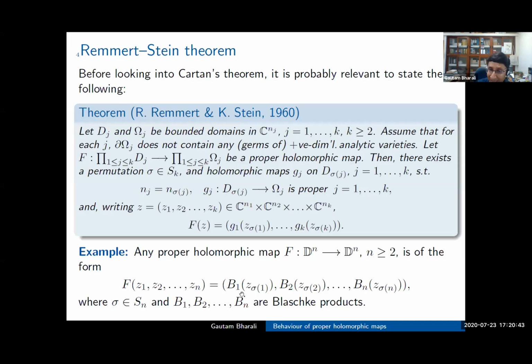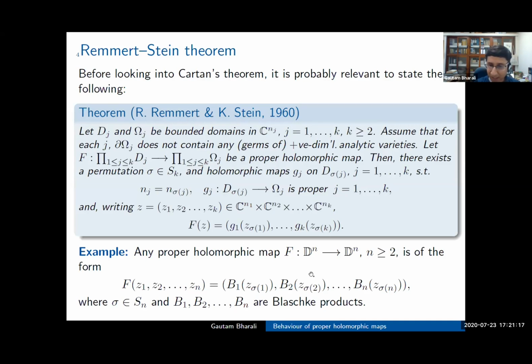There exist n univariate Blaschke products such that f of z1, ..., zn is the Blaschke product b1 acting on some one of these variables, comma, the Blaschke product b2 that depends on another one of these variables, and so on. Okay, so as you can see, there is a certain rigidity in the structure of a proper holomorphic map from the unit polydisk to itself.